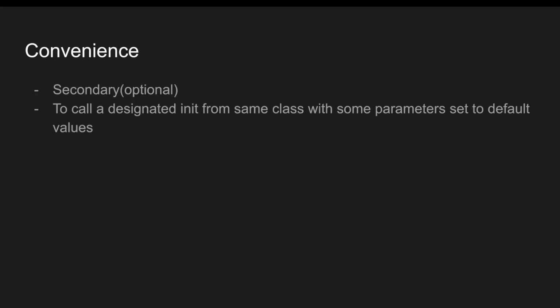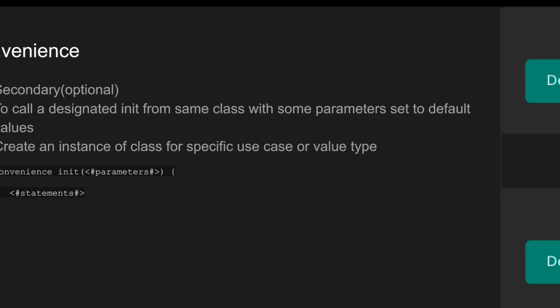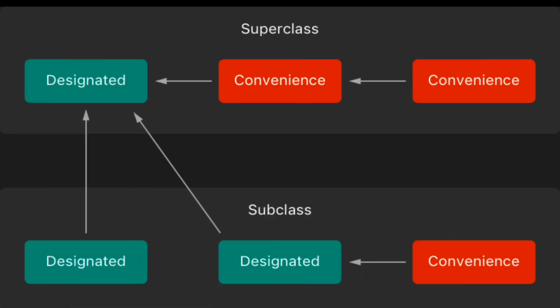Convenience is a secondary initializer and usually optional. It calls a designated init method from the same class with some parameters set to default values and the rest can be changed. It is usually created for an instance of a class for a specific use case or a value type, and this is the syntax with the keyword convenience.